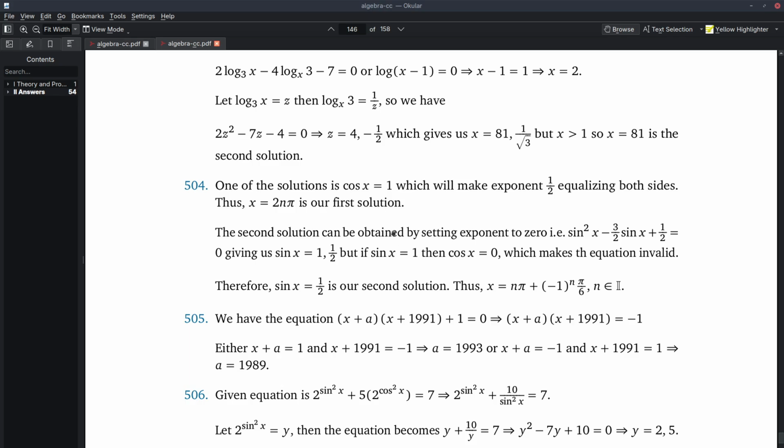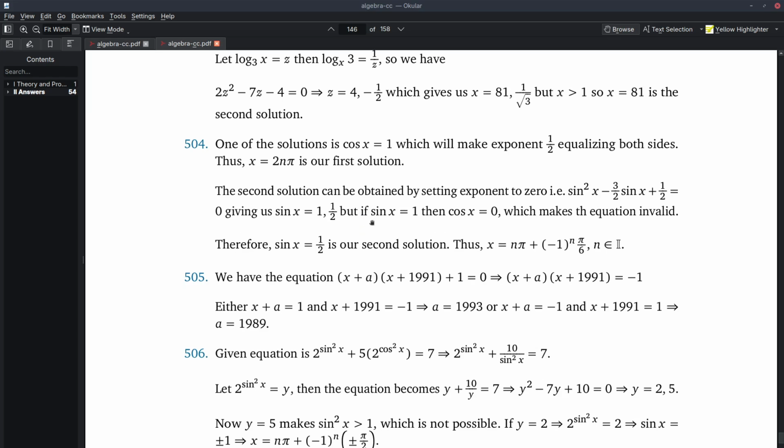Now this requires a bit of trigonometry. If you don't know trigonometry, then you can download my book on trigonometry, which I'll show at the end, and study this problem.